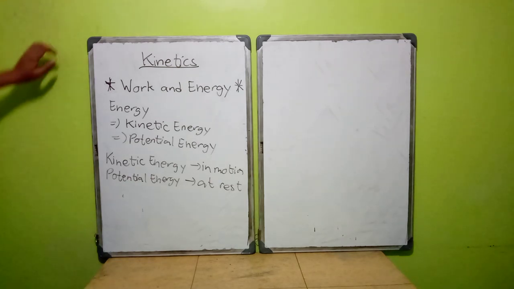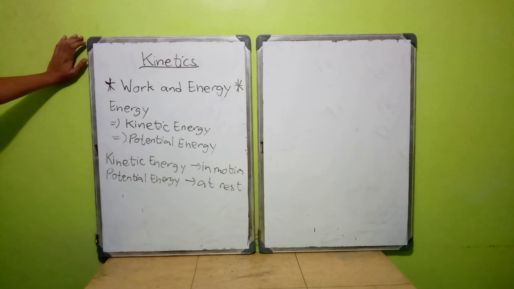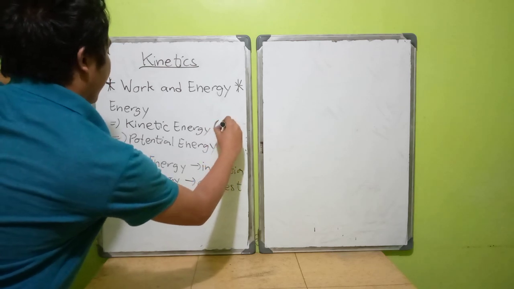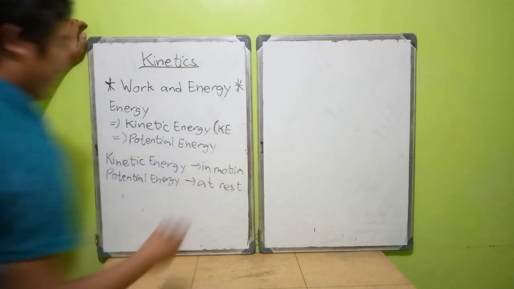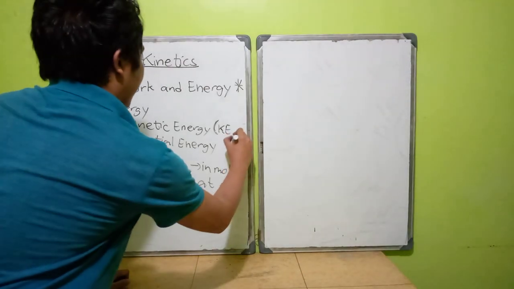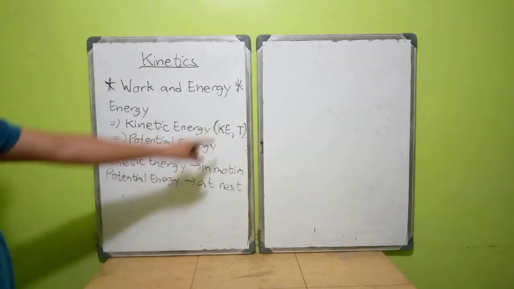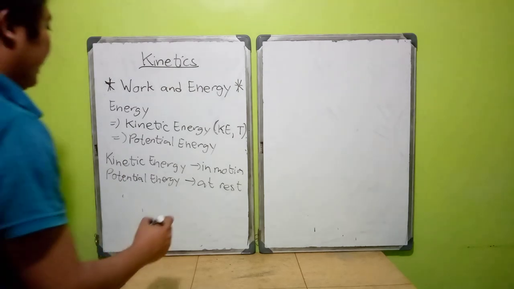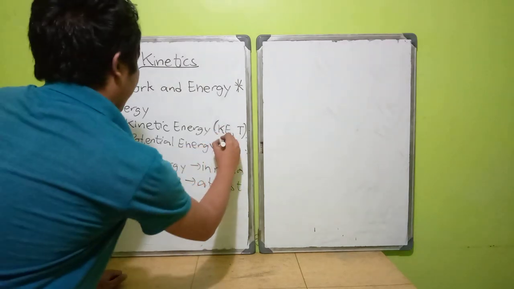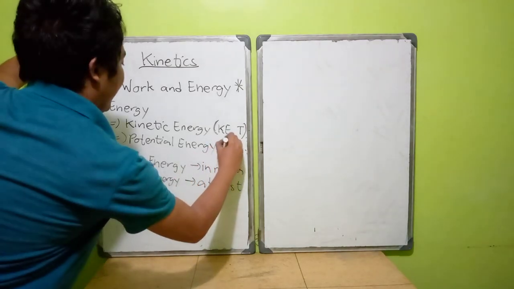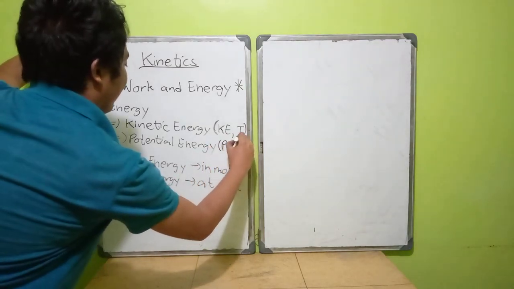In some books, kinetic energy can be denoted as either KE or T. Sometimes it is denoted as KE simply because it's kinetic energy, or T. Potential energy can be denoted as PE or V.